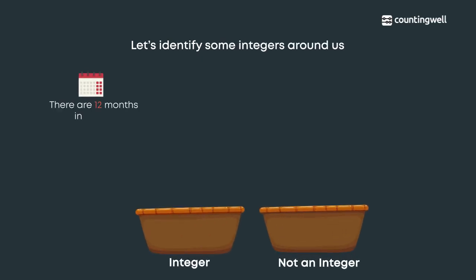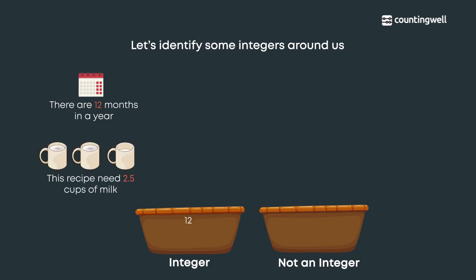There are 12 months in a year. 12 is an integer. This recipe needs 2.5 cups of milk. 2.5 is not an integer.